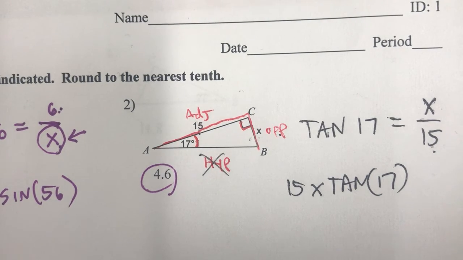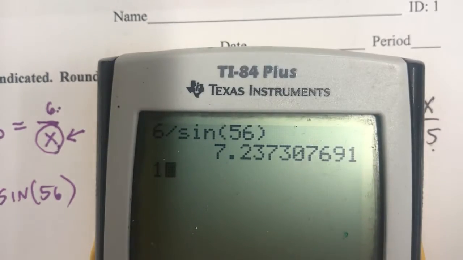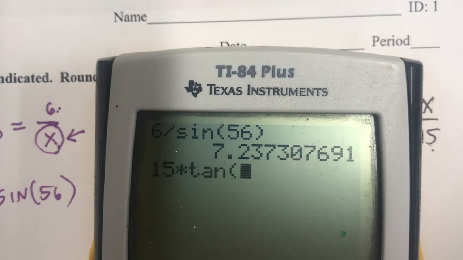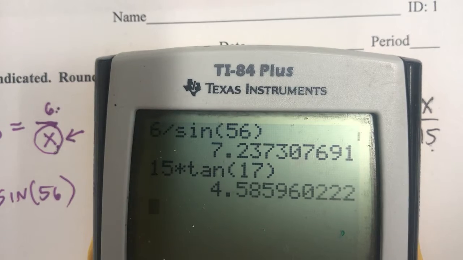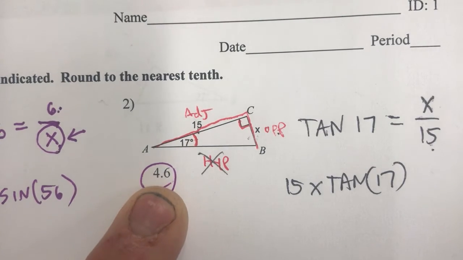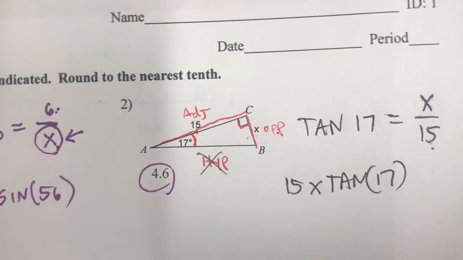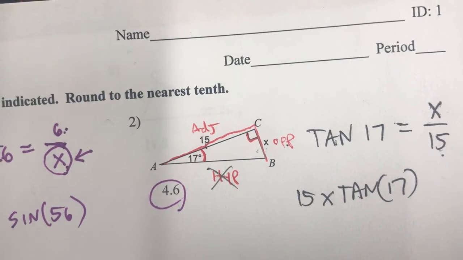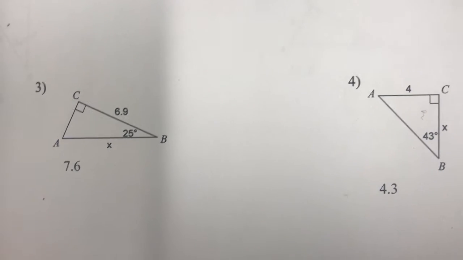15 times tangent 17 gives 4.58, which we round to 4.6, and there's my answer right there. Okay. We're going to do 10 of these. That's number 2. Here's number 3.